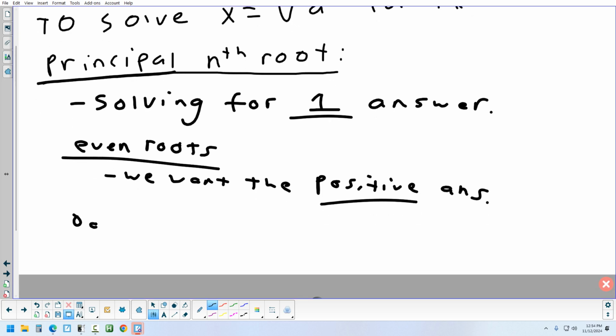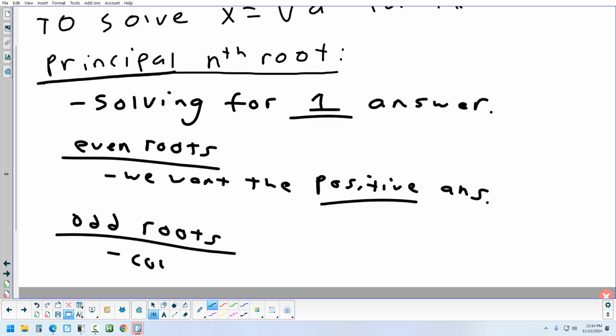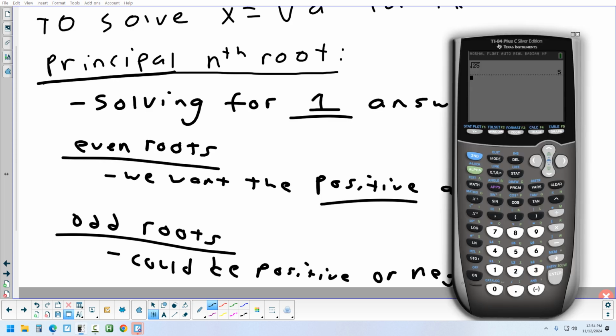For odd roots, well, the answer could be positive or negative. Let me show you why. So let's take the cube root. So math, option 5, cube root of 8. And what did we get earlier when we did that? 2.